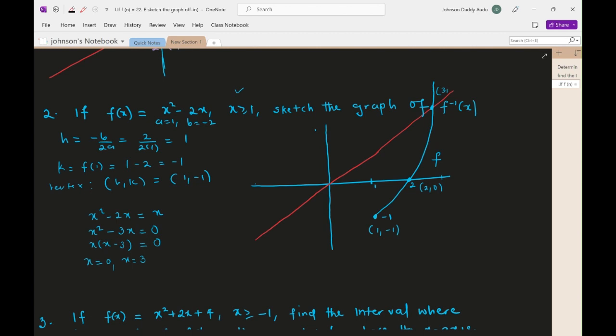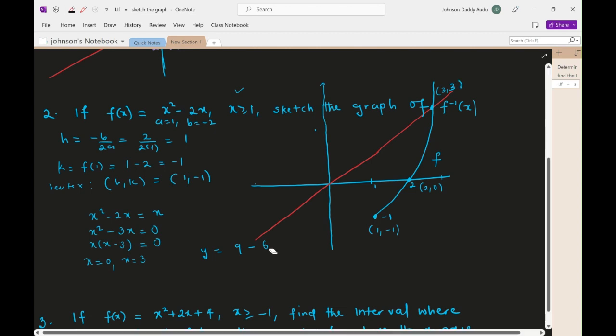And if x is 3, what is y? If you put 3 here, you are going to have 9 minus 6, which is also going to be 3. So this point is 3 and 3. Now it is 3 and 3, as you can see. Okay, I hope it is clear.